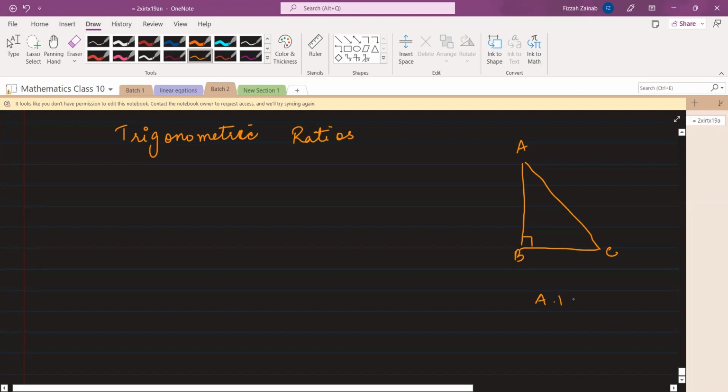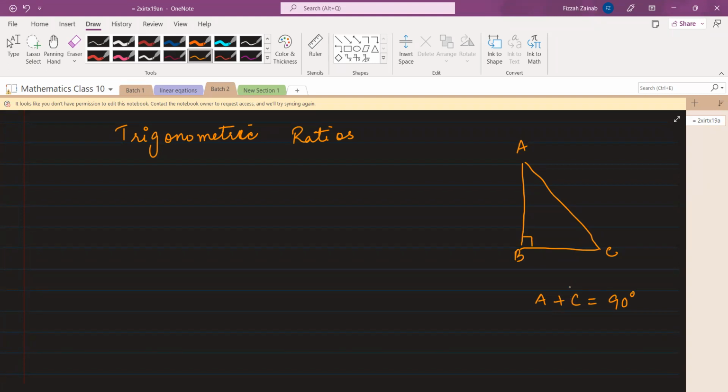Right? Angle A plus C is actually equal to 90. That means A and C both are acute angles. They have to be less than 90. Is that okay? So if one of them is theta, the other is going to be 90 minus theta. Is that understood?